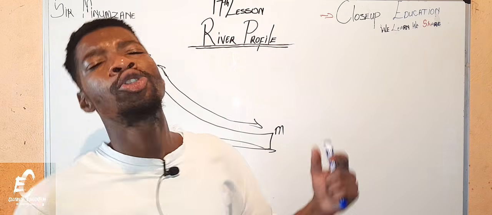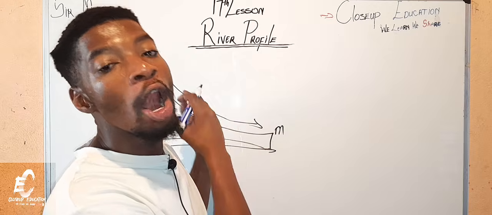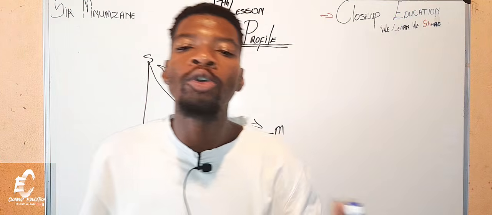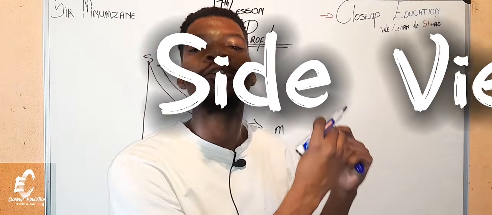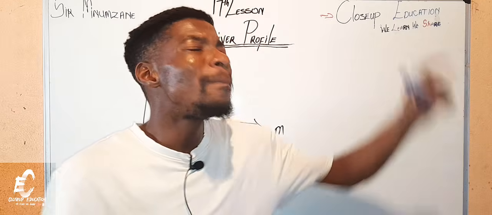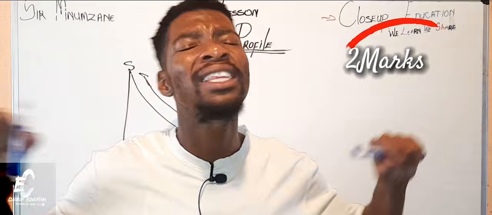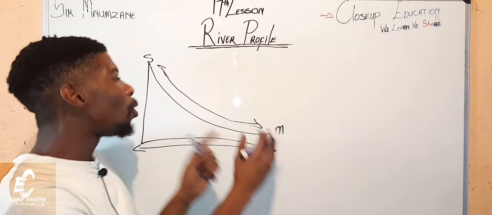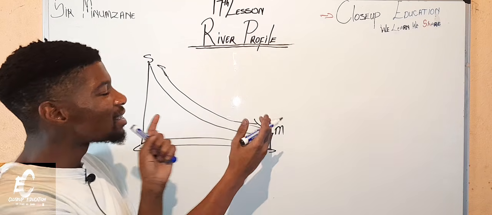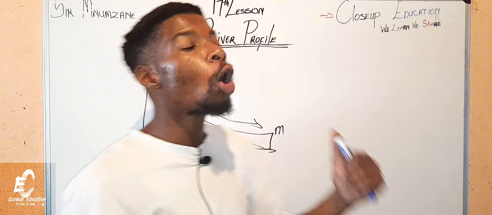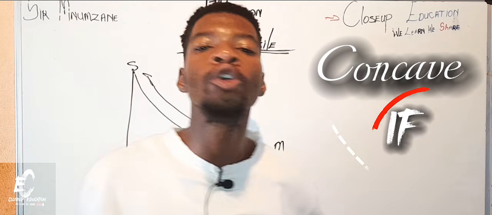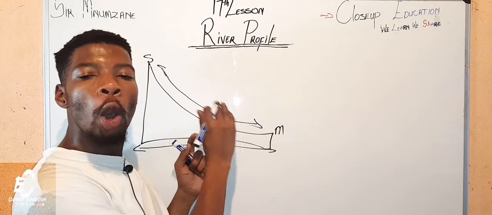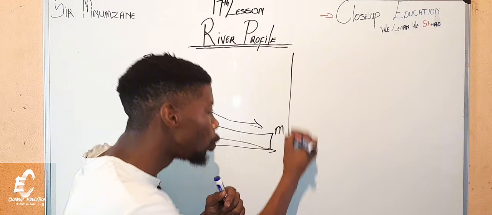All right, you might ask yourself, Sam Numzani, you have spoken a lot about the longitudinal profile. What is a longitudinal profile? In simple form, you'll say it is a side view of a river from the source to the mouth. And you could also add: what shape is this? We call it concave. If you do not remember, go back to your grade 10 textbook. This is our concave shape, our longitudinal profile.